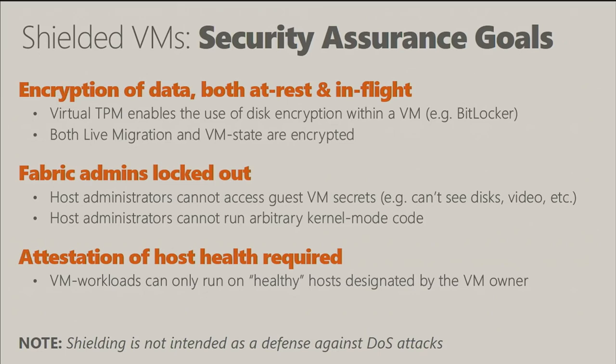So when we live migrate one VM that is shielded to another host, we can do that still. All of that traffic is encrypted, and we ensure that the target host is healthy and therefore permitted to run this shielded VM before we even attempt the live migration. And obviously, data is encrypted at rest because the VHDX is natively encrypted using BitLocker capabilities within the guest operating system.